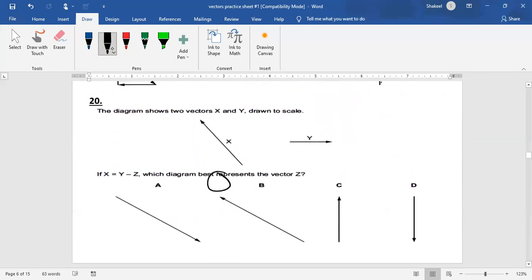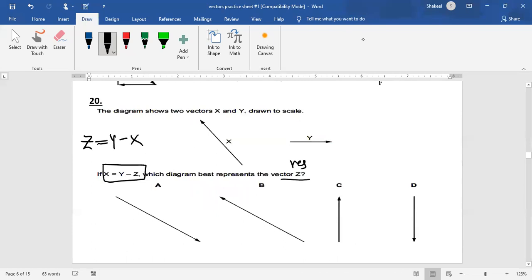Question 20, we have done two questions similar to this before. Again, X is Y minus Z. Which diagram best represents the vector Z? So Z will be the resultant then. So you can say that Z equals Y minus X.